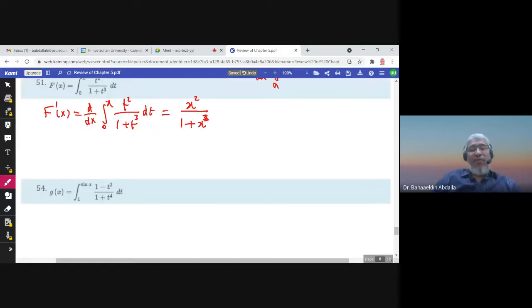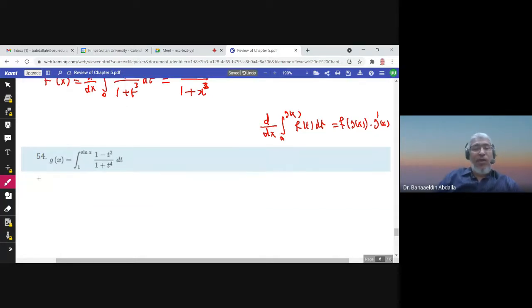Well, if you have a function here, not x, then the formula would be, if you have g of x here, f of t dt, the answer would be f of g of x times g prime of x. That would be the derivative. So g prime of x would be d by dx of this integral.